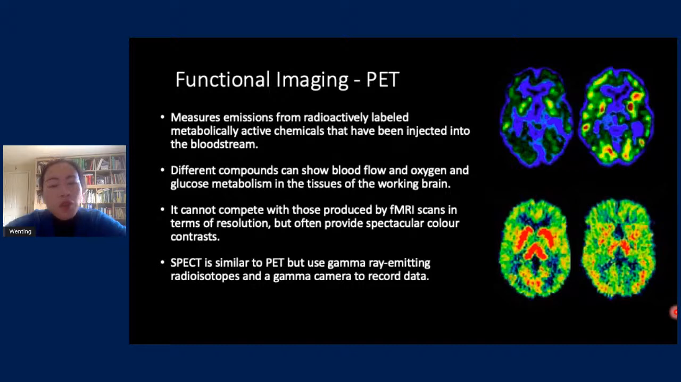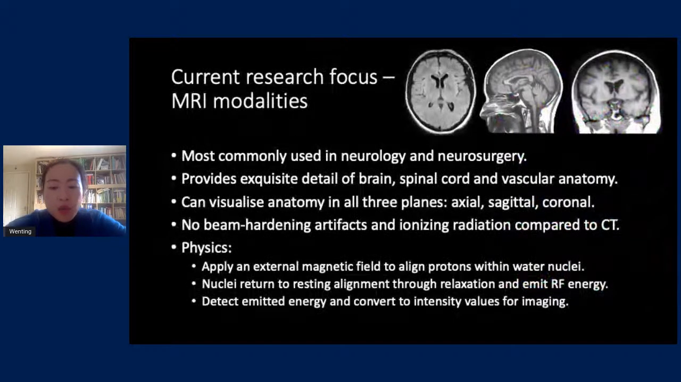Overall, these are the common imaging modalities that you probably often hear about when you are doing brain analysis. Other modalities include, for example, ultrasound and diffuse optical imaging, also called DOI, etc. But these are less common than the ones we just covered. So what is our focus? Our focus is on MRI modalities.